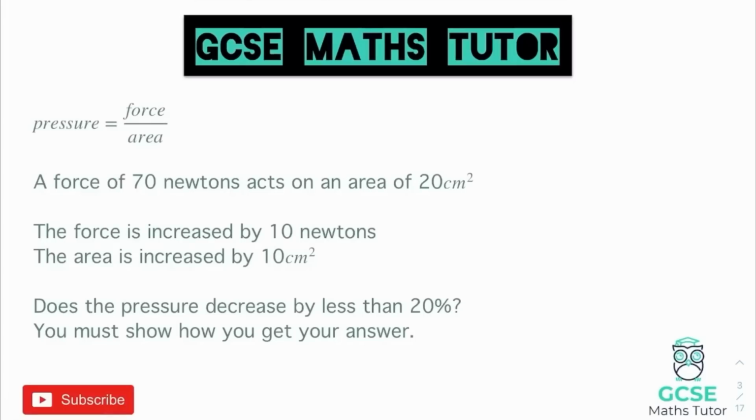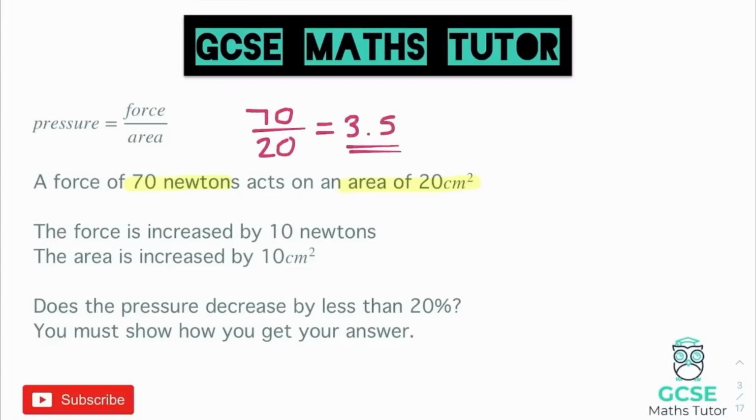So if we work out the pressure to start with our original numbers, we have 70 newtons, which is our force, on an area of 20 centimetres squared. So if we put that into our formula, we've got 70 divided by 20, and that gives us an answer of 3.5 as our pressure.